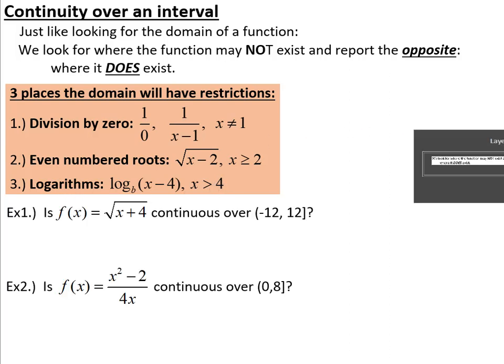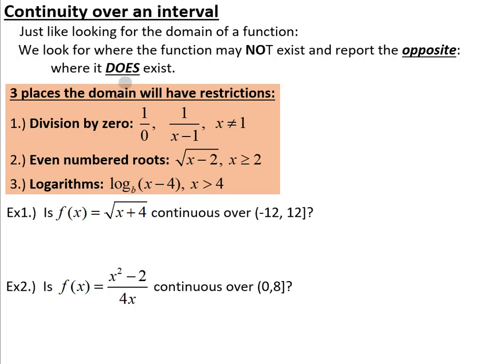Okay, so let's do a few examples here. Is f of x equals square root of x plus 4 continuous over this interval? So remember that open bracket means not included, but infinitely close to. So from the left, we can get infinitely close to negative 12, but not include negative 12. And on the right, we can go all the way up to and include positive 12.